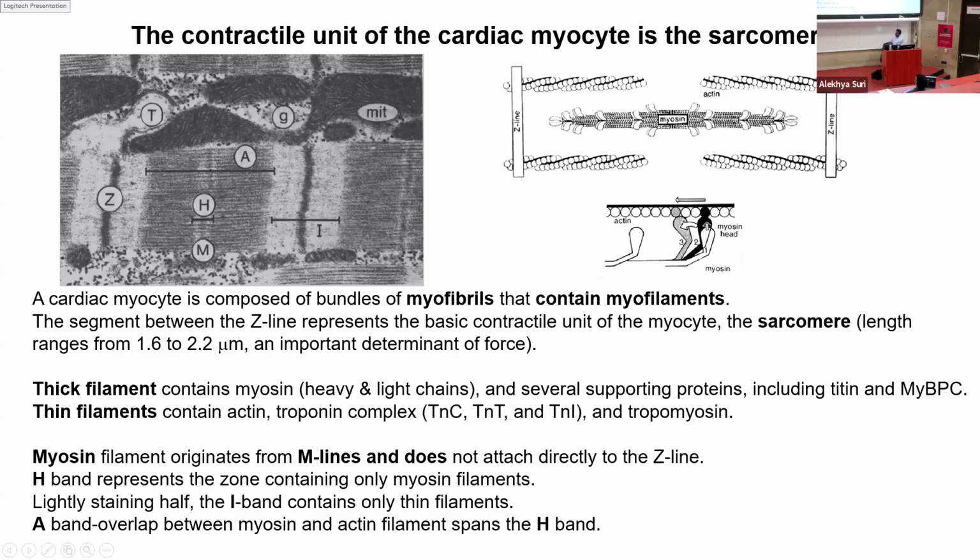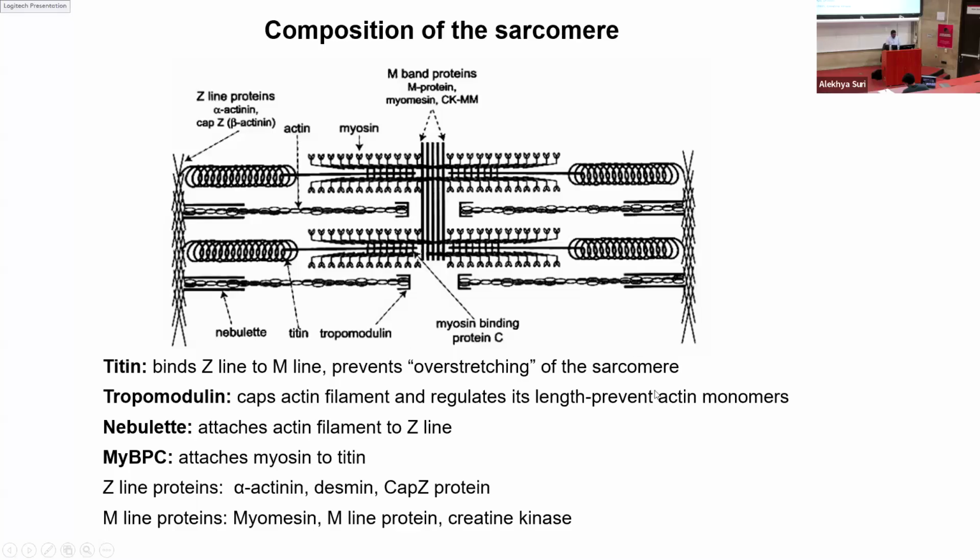And the thick filament contains myosin, which is not directly attached to the Z line. And the thin filament contains actin, troponin, and tropomyosin, which forms the thin filament and which is attached to the Z line directly. Then what attaches the myosin to the Z line? The myosin is attached to the Z line through another protein called titin. So titin is one of the biggest proteins in the cellular system, and it binds the Z line to the M line, or basically it attaches the myosin to the Z line.